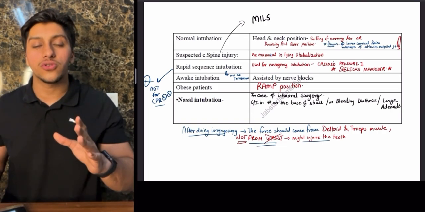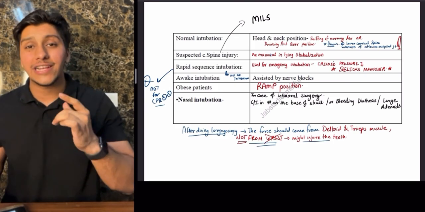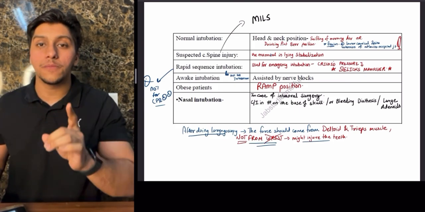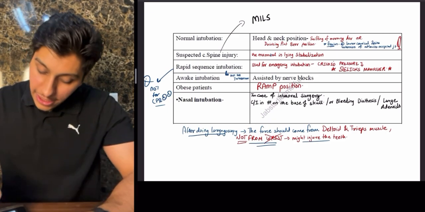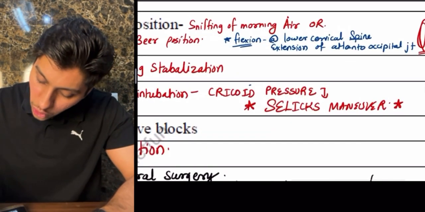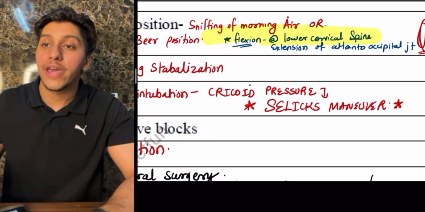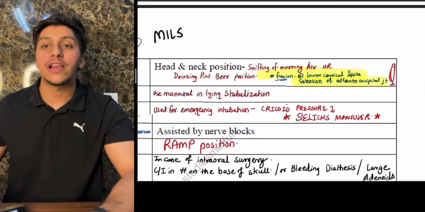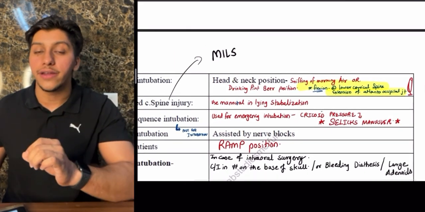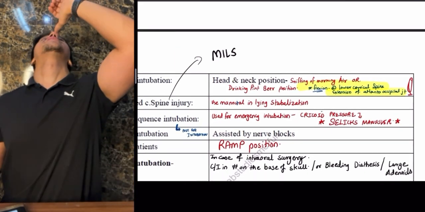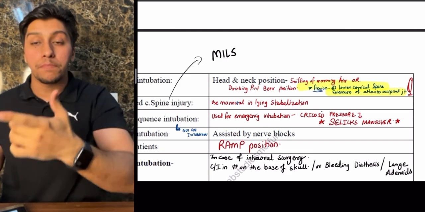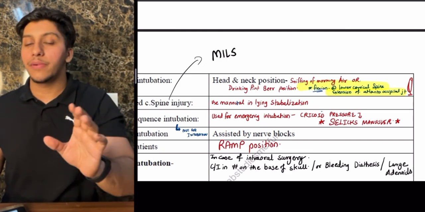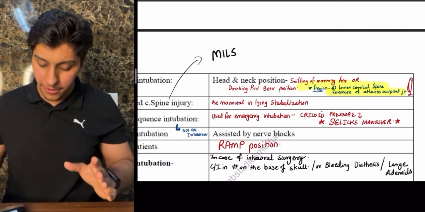The normal position is that the lower cervical spine is flexed and the atlanto-occipital joint is extended. Remember, the lower cervical spine is flexed and there will be extension at the atlanto-occipital joint. Okay, if they ask you what the position of the head is, it is going to be like this. Remember how you drink beer like this? So it will be like drinking pint beer, or it will be like the sniffing position. Okay, so remember: sniffing position or drinking pint beer.